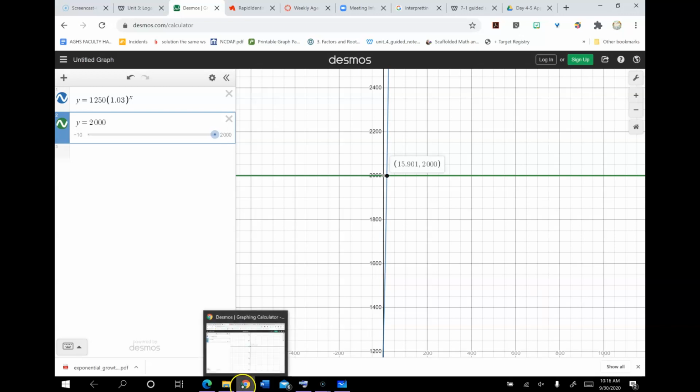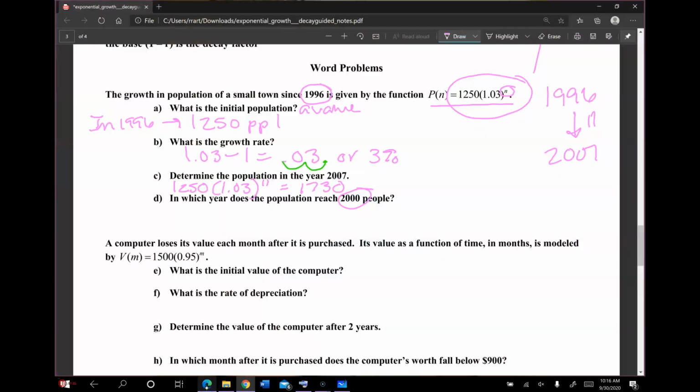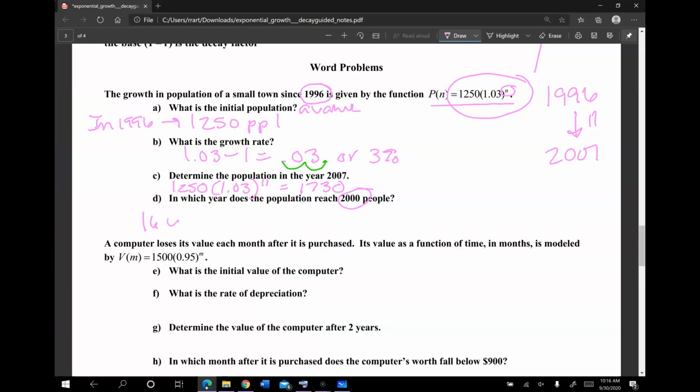So at 16 years, so it's going to take 16 years, but it said in which years. So I'm going to have to say 1996 plus 16. So 2012. Well, that's the year I got married. 2012 is when I'll reach 2,000 people. Okay? All right, let's do another one.